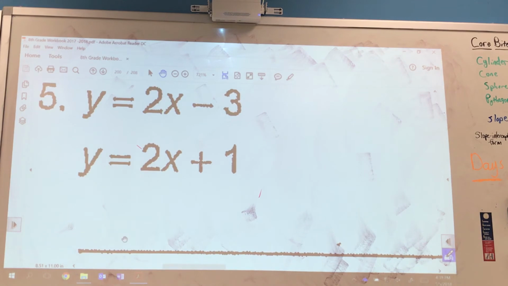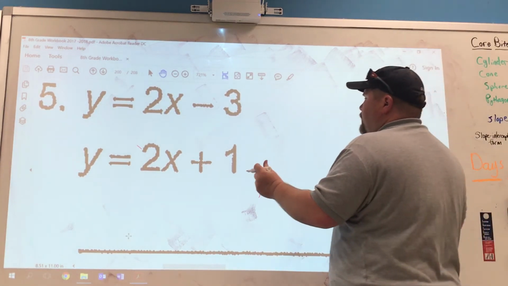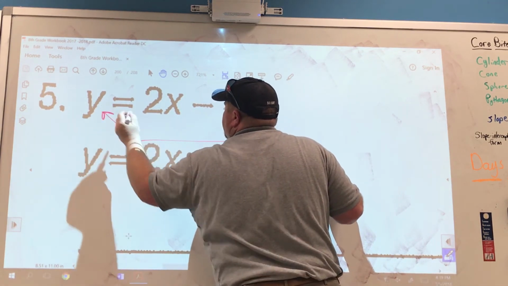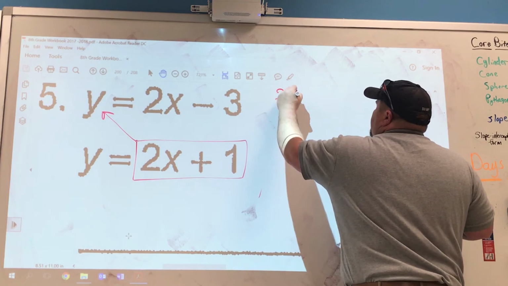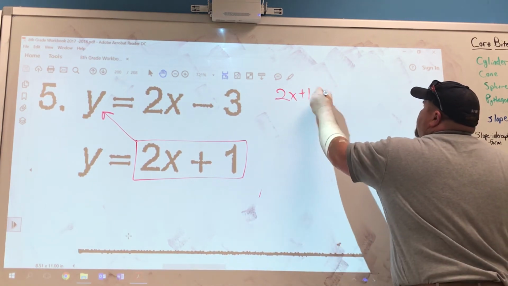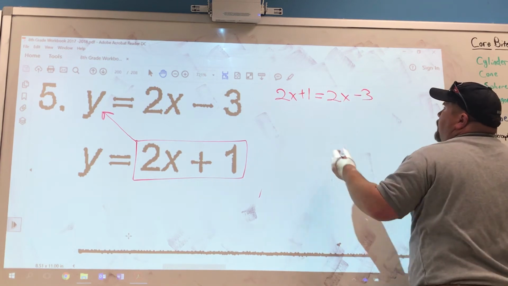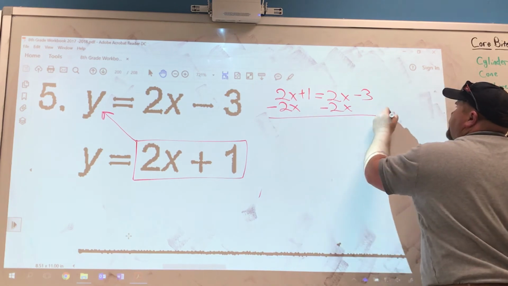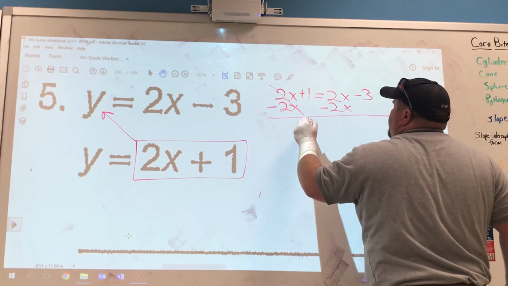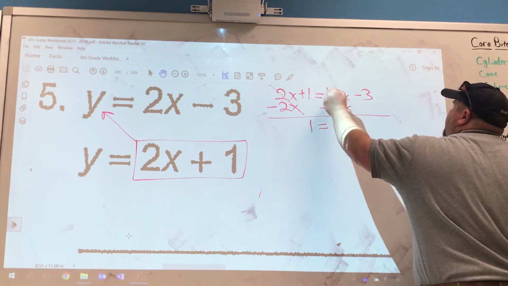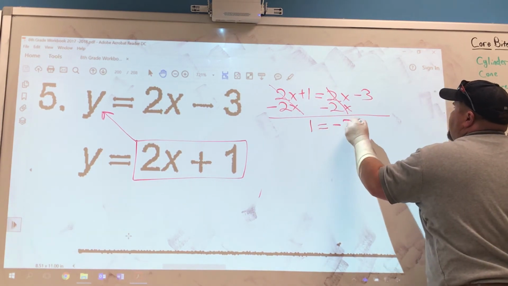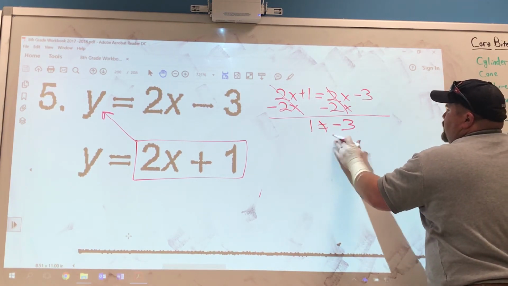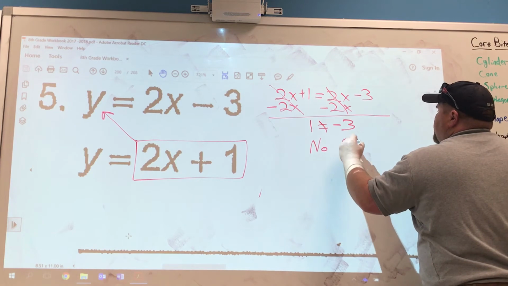Problem number 5. Alright, they're still in slope-intercept form, so that's great. Means I don't have to change anything. I can take all of this and substitute it in for y. So I'll have 2x plus 1 equals 2x minus 3. So I'm going to subtract 2x from both sides because I want to eliminate this first set of x's. So these cross out. It leaves me with 1 equals. These cancel each other out as well, which leaves me with negative 3. Does 1 equal negative 3? No. This is not a true statement, so this means we have no solution.